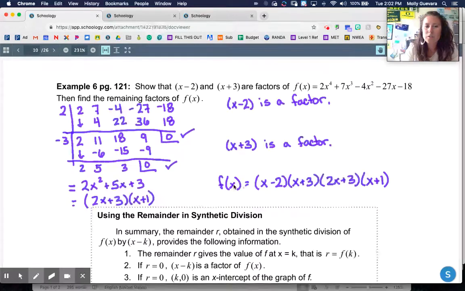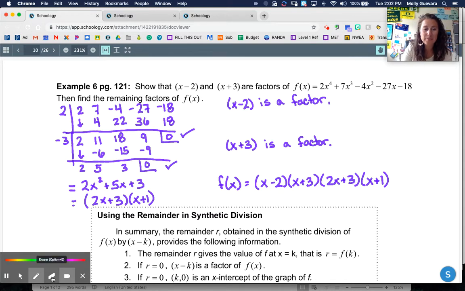Okay, so this is this problem completely factored out, meaning if I were to multiply out all of these parentheses, I would get this right here. But this tells me now I know where it crosses the x-axis. I know what the multiplicity is, so I know how it's crossing the x-axis. And we'll get into all of that later on as well, but this is going to be very helpful for us in future lessons, okay?